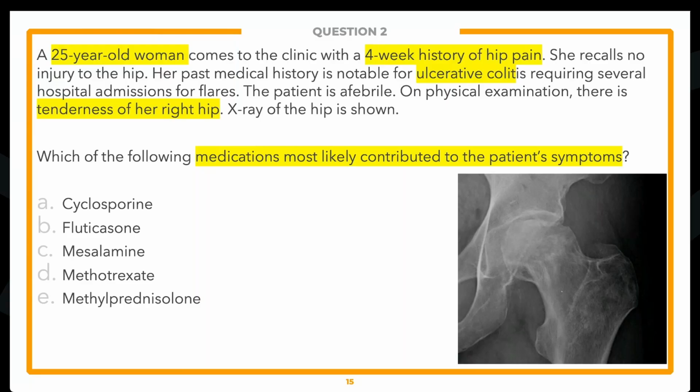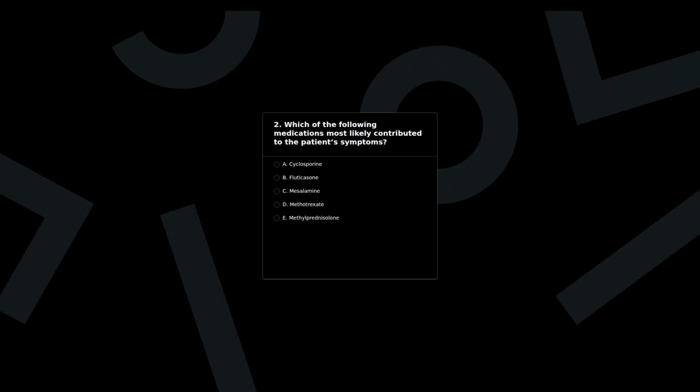Okay, let's go ahead and launch the poll. Give you guys a chance to let us know which of the following meds most likely contributed to this 25-year-old woman's symptoms. Hopefully you're able to take a good look at the X-ray and have a sense of what it's showing, what's going on.